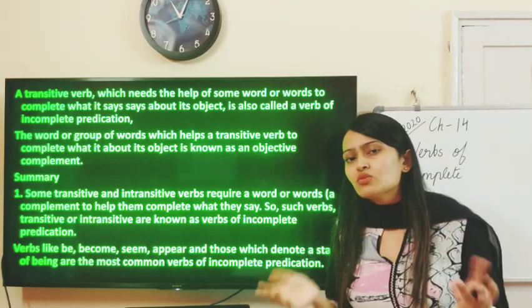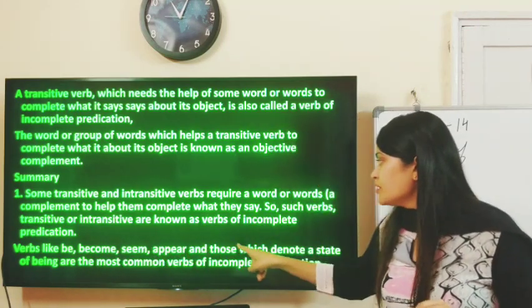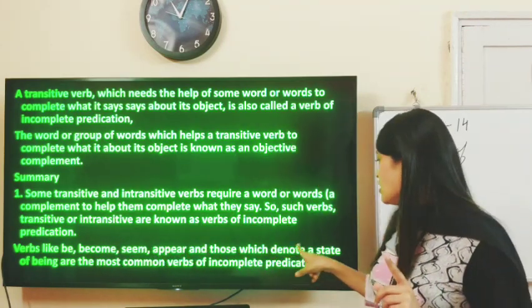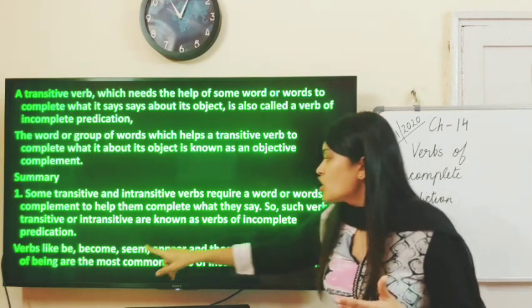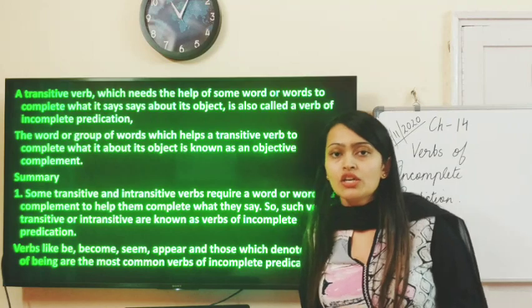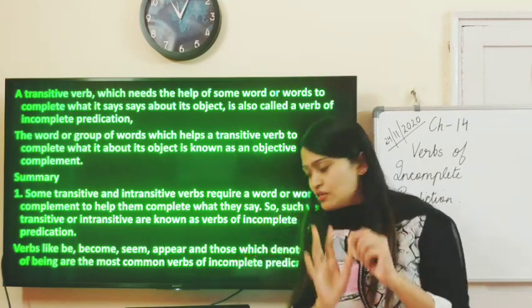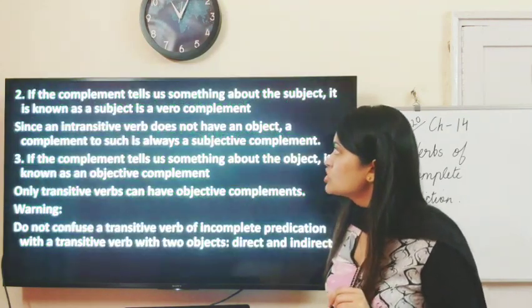What kind of words are used? There are some common verbs, children: be, become, seem, appear and those. These are the common verbs which are most commonly used in incomplete predication. So these are some common verbs, children, which might help you in determining the verbs of incomplete predication.